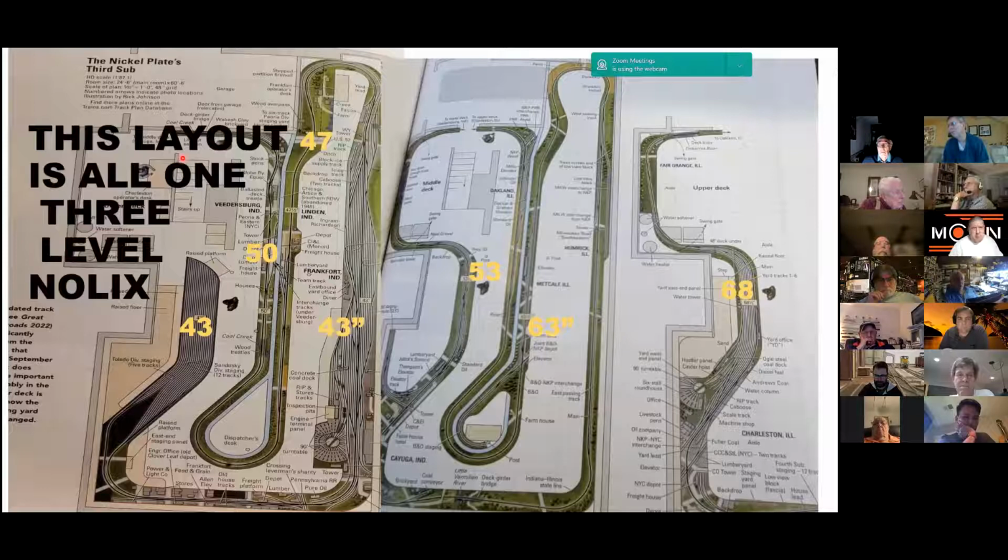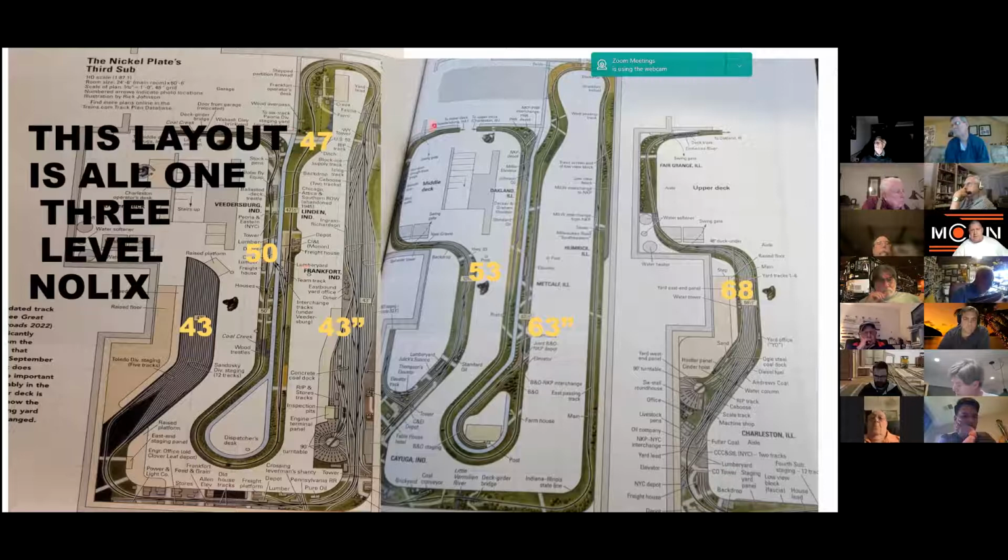This one is fundamentally different because we've been talking about using the nolix to go from one level to the next. This one makes the entire layout the nolix. So it's a different style of nolix. We could do this with our layout. There's nothing that stops us from having just this kind of arrangement. We have enough length of run.